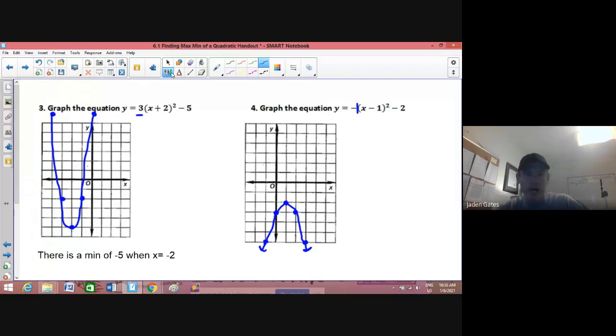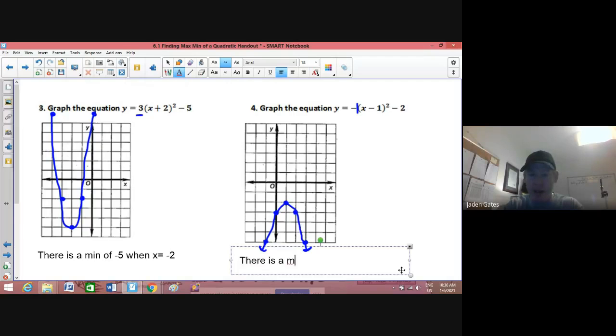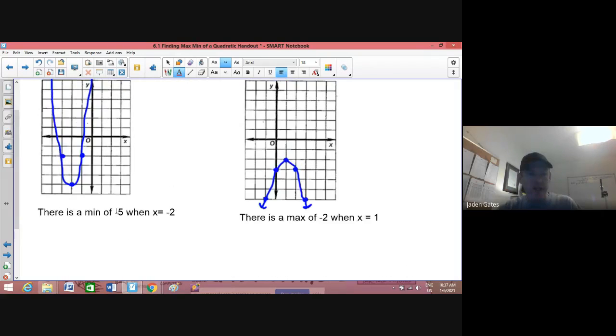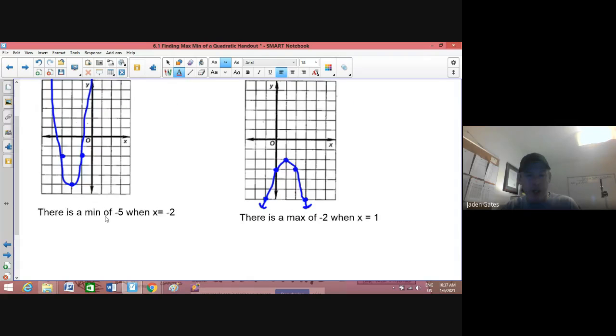There we go. So again, to write down my sentence, this parabola opens down, so there is a max of, how high does it go? It's not very high. It's actually a height of -2. And that is when x is equal to, again, it always looks the opposite, 1. Now, again, here's the key: these min and max values, or when it happens and what the min or max value is, we can see that. That's part of the vertex.